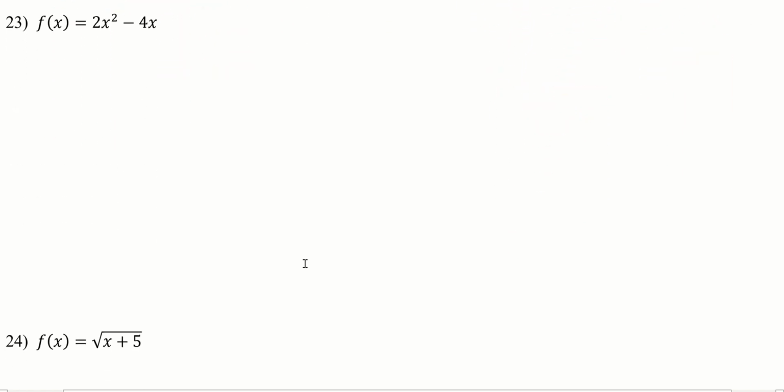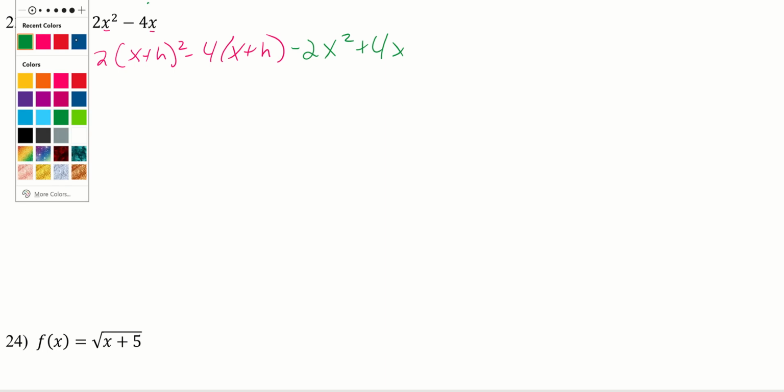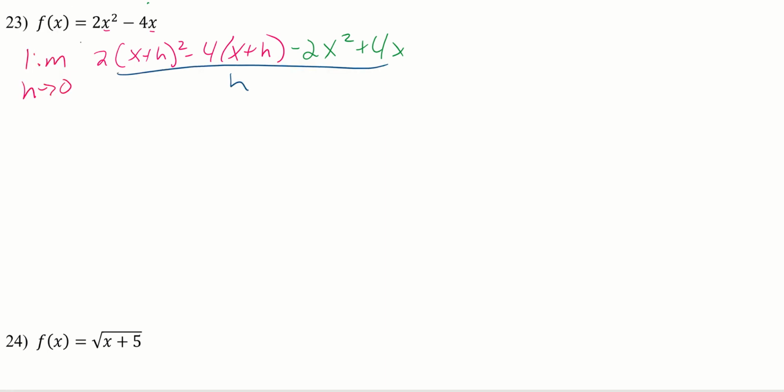Cool, so 23, I'm gonna go through it. It looks a little bit different, but the process is exactly the same. So I'm gonna take the limit as h goes to 0. It doesn't matter how many x's you have, for this first step with the x plus h, you just plug it in. So x plus h squared minus 4 times x plus h. Now the second part of it is you're just gonna take the same exact function, but change the signs. And all of this is going to be over h. So that's the setup there.